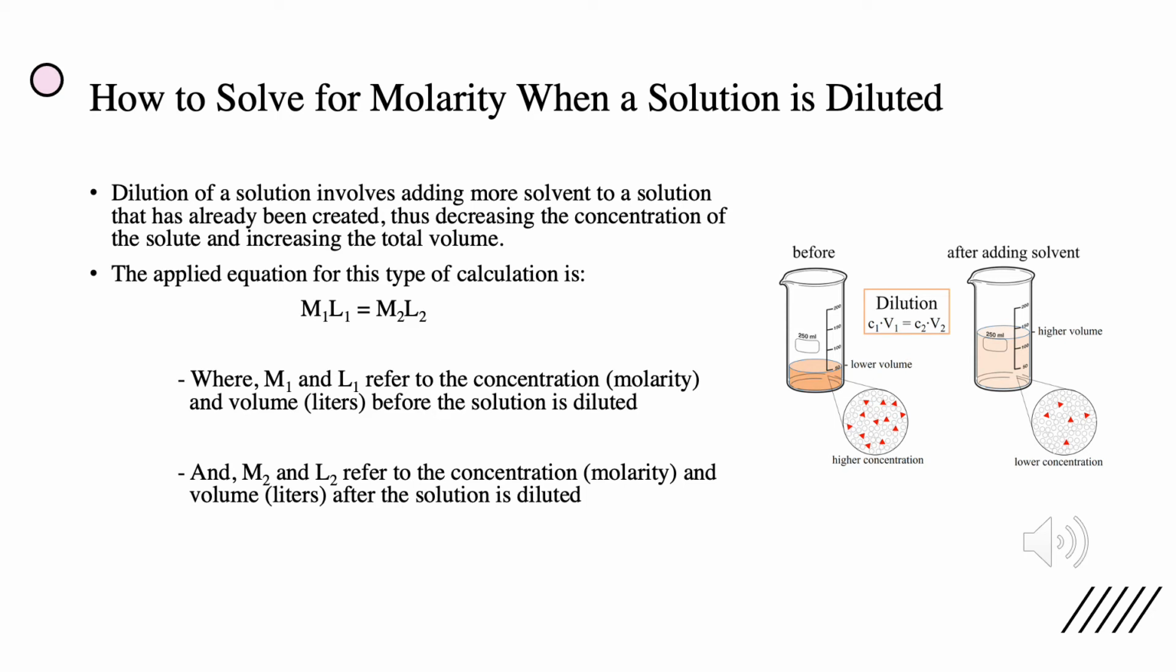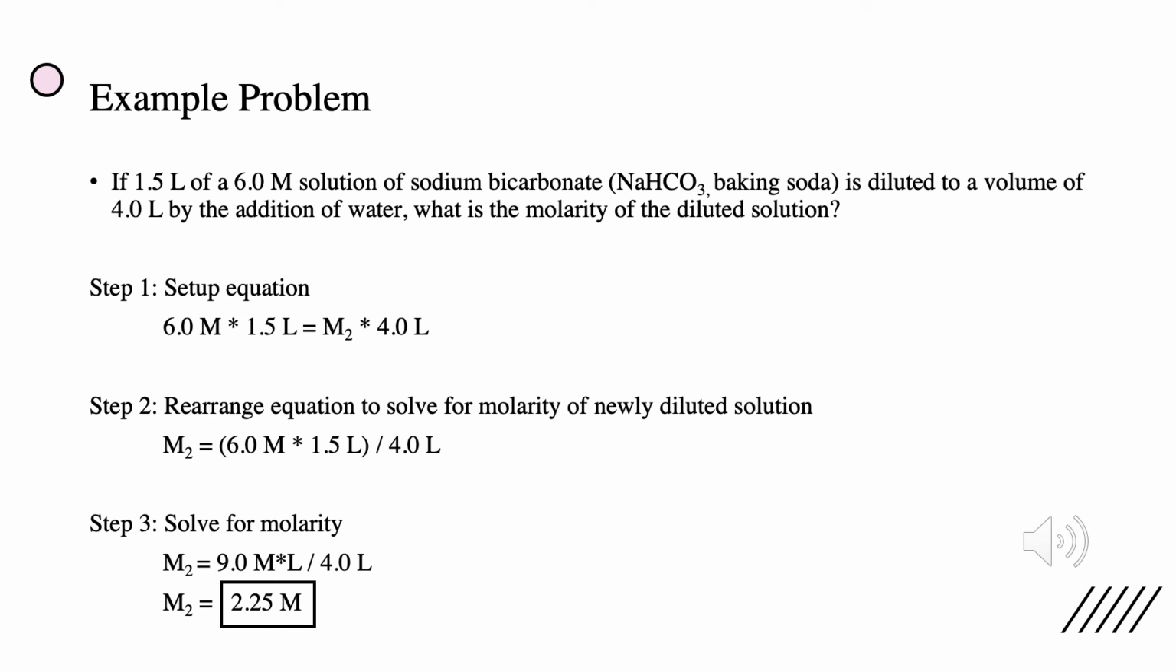The equation that we're going to be using for this type of calculation is M1 times L1 is equal to M2 times L2, where M1 and L1 refer to the concentration and volume before the solution is diluted. This is usually what's given to you, which is in terms of the original concentration and the original volume of the solution. And we have M2 and L2, which respectively refer to the concentration and volume after the solution has been diluted.